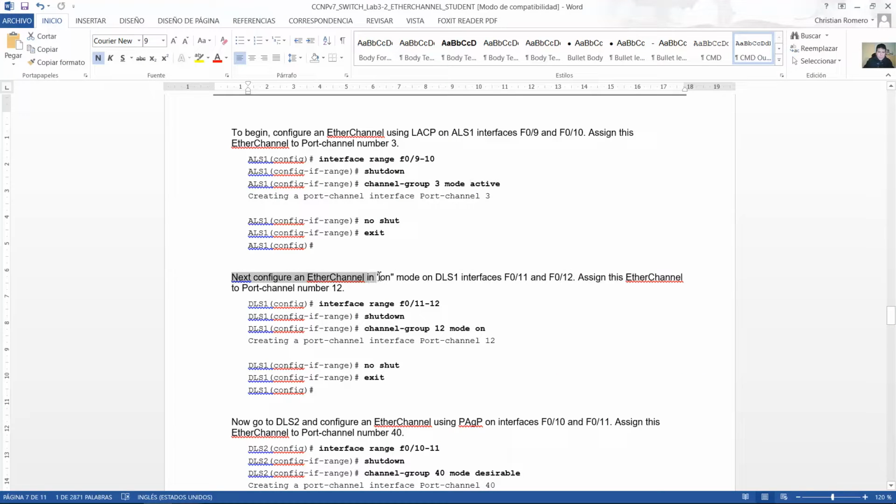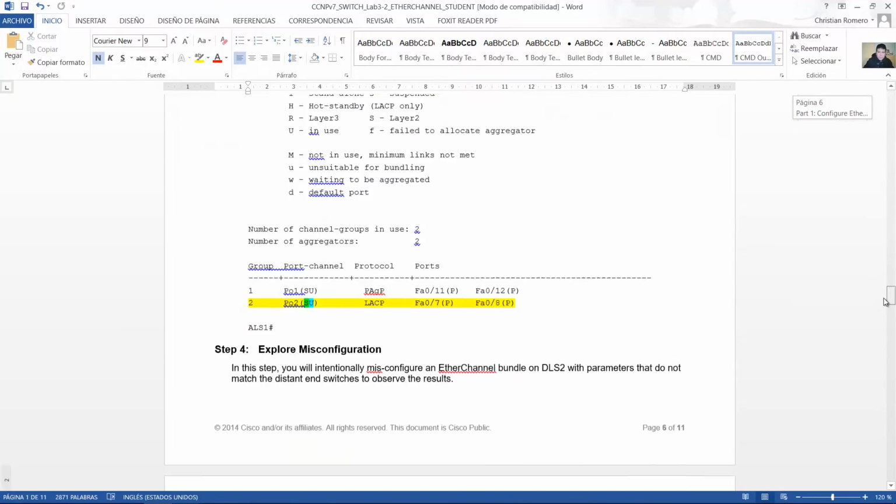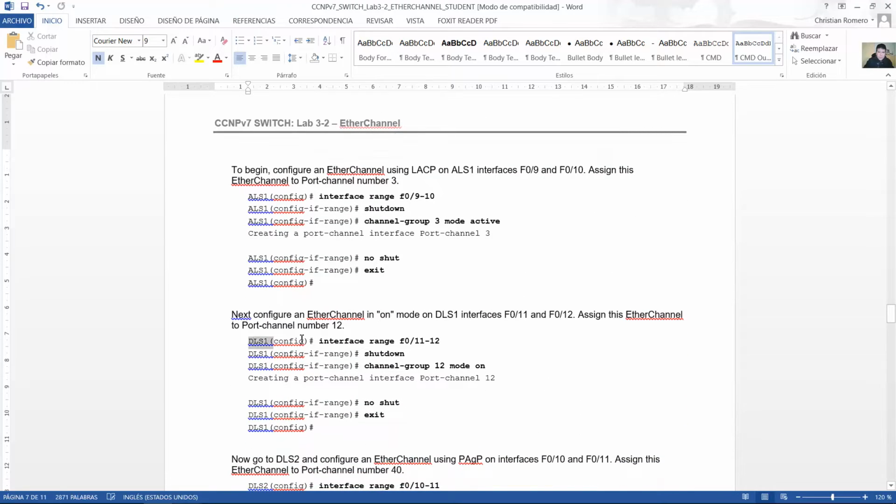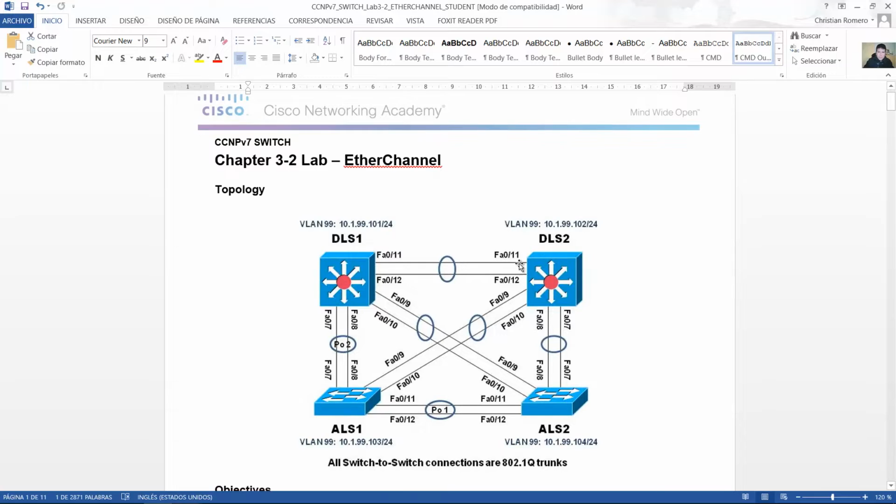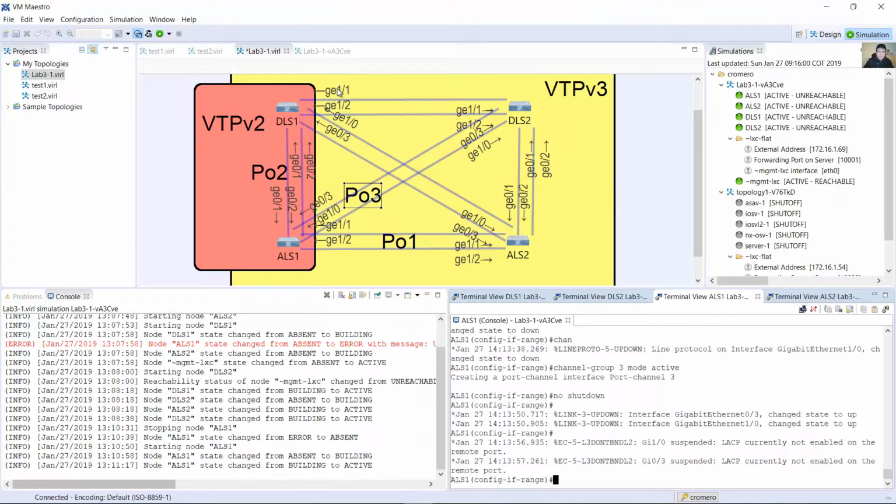Next, configure EtherChannel in on mode on DLS1, interfaces 11 and 12. Assign this EtherChannel to port channel number 12. Okay, 11 and 12, port channel 12 and mode on. Mode on will not use a specific protocol. Okay, 11 and 12 on DLS1. This is the connection to DLS2 and will be called port channel 12 with no specific protocol. In my case, I'm using gigabit 11 and 12.